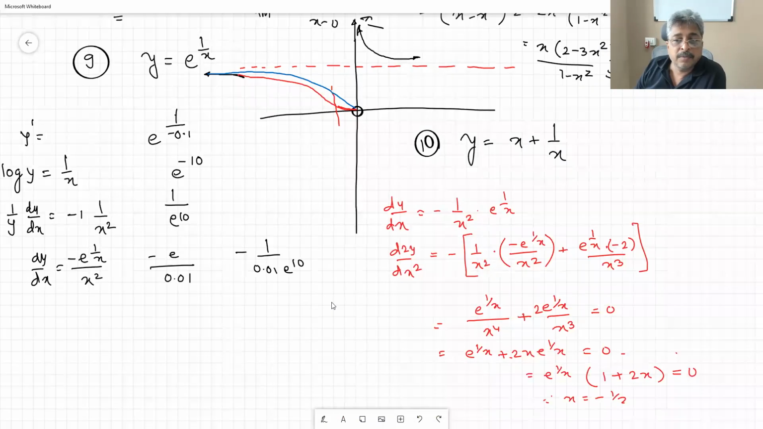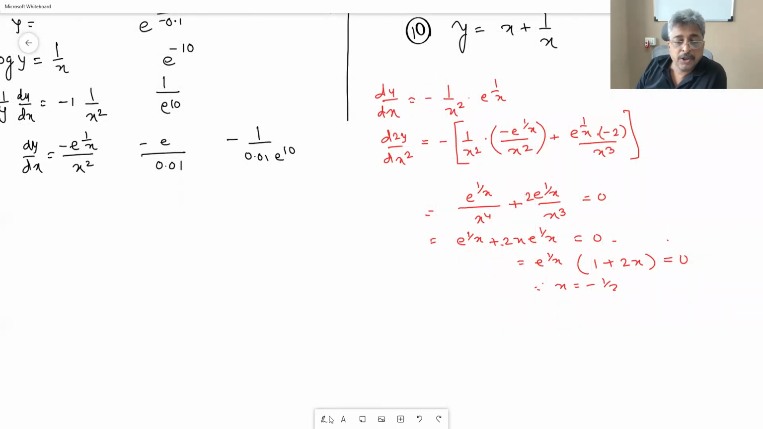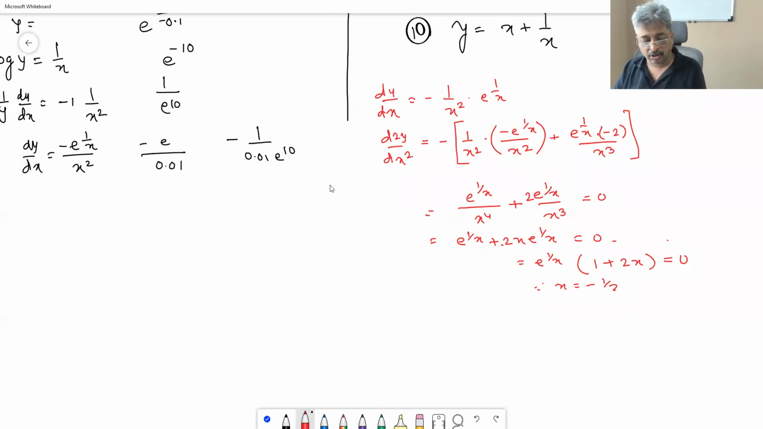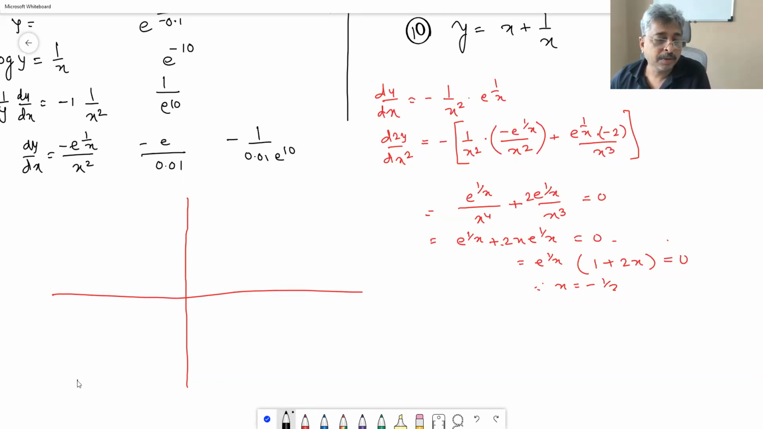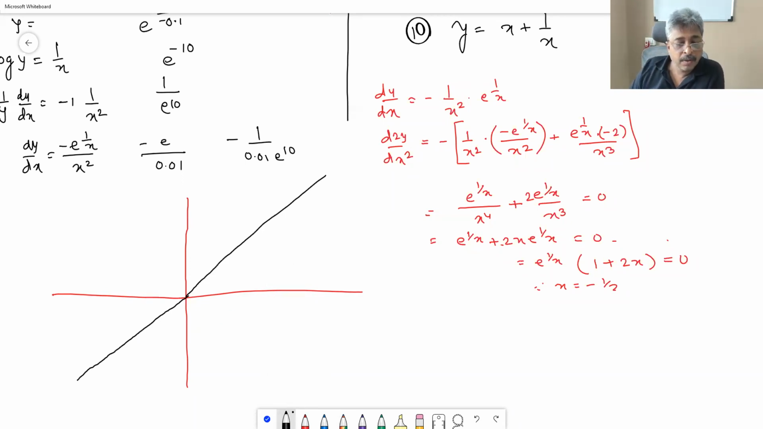Okay, problem number 10. Sketch is going to be like this. Actually, you can physically draw. You can draw y is equal to x, and you can draw y is equal to 1 upon x, and point by point you can add them. However, you can use our differential calculus tools to sketch it. This is one asymptote, and the graph is going to go like this. This is local minimum at x is equal to 1.